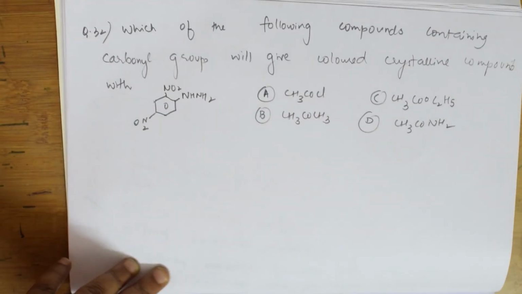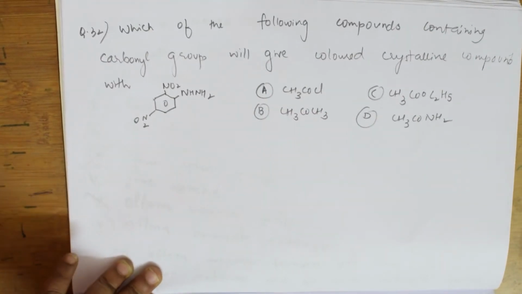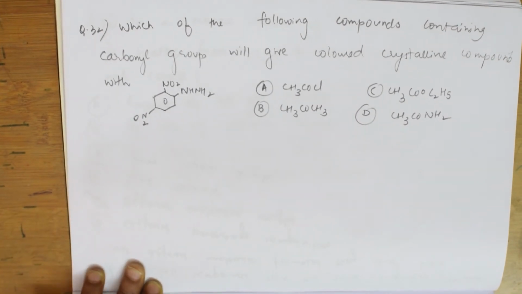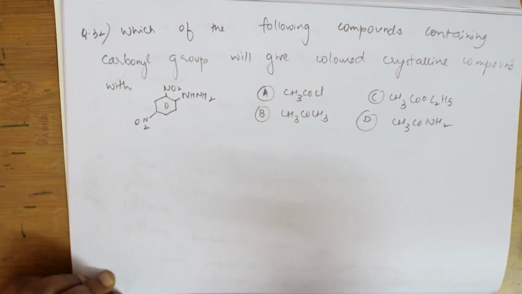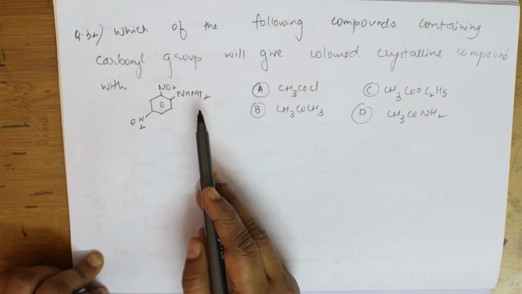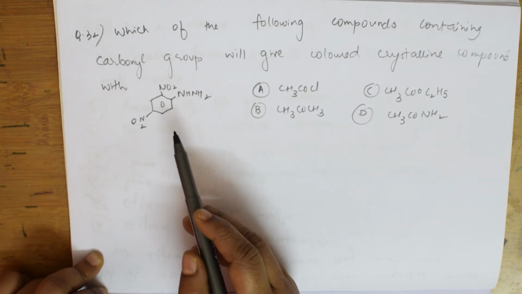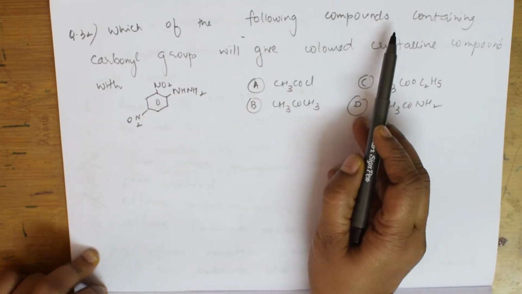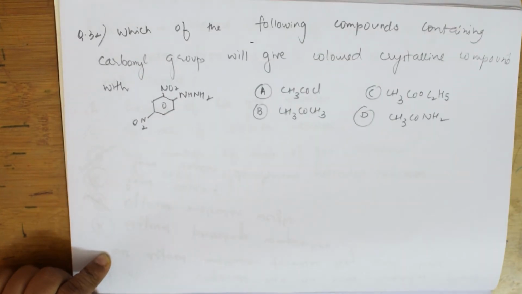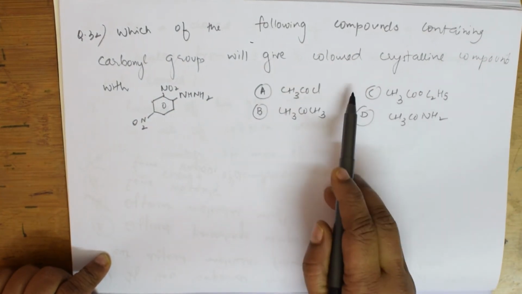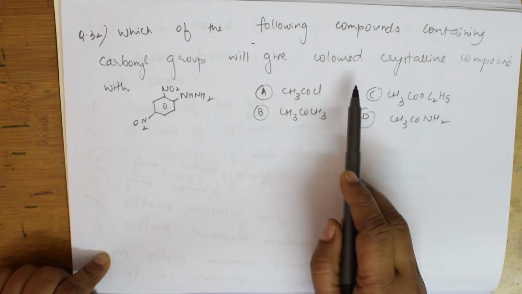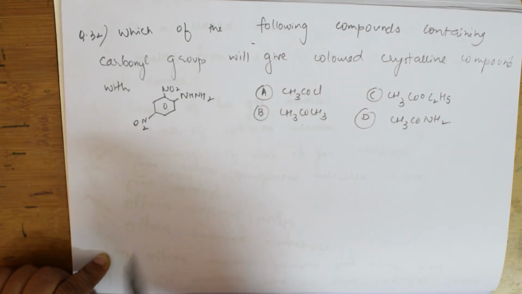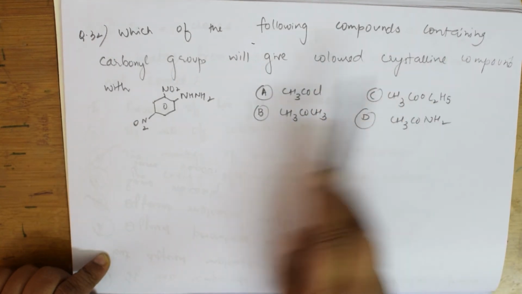So welcome back to the next session. I think you've followed the last 5 videos, students. Let's come back and see what we are going to solve. In this particular question, this is an organic-based question. Let's read this. Which of the following compounds containing carbonyl group will give a colored crystalline compound?